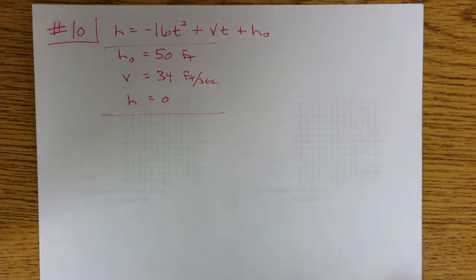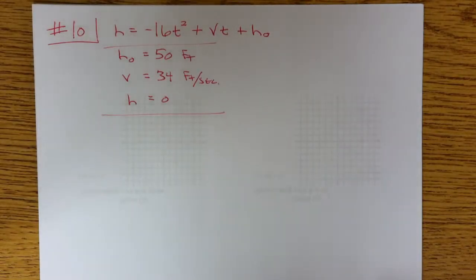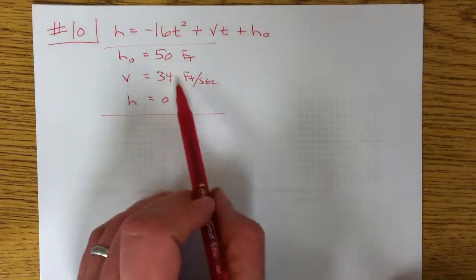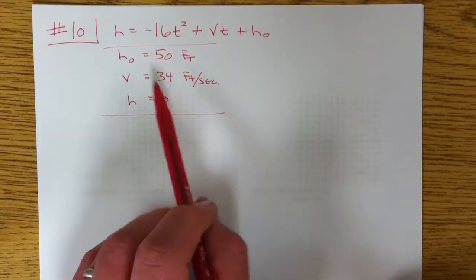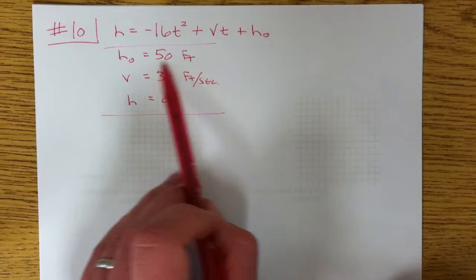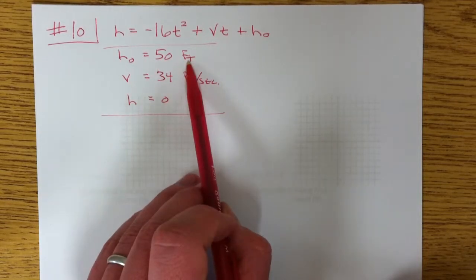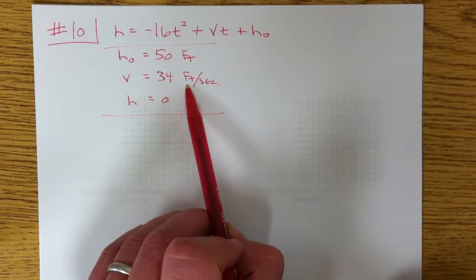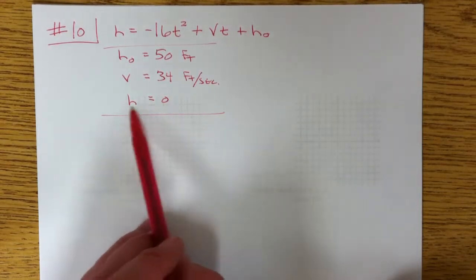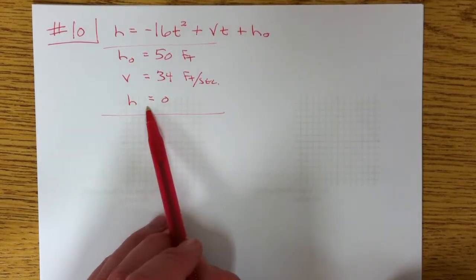Number 10 is a story problem, and this was the one with Ms. Flogel throws a rock off a 50-foot cliff with an initial velocity of 34 feet per second, and it's asking how long does it take for the rock to hit the ground. So she's standing on a 50-foot cliff, so we're going to take that as being our initial height. This is the initial vertical velocity of 34 feet per second, and when the rock hits the ground, that's when h is equal to 0.